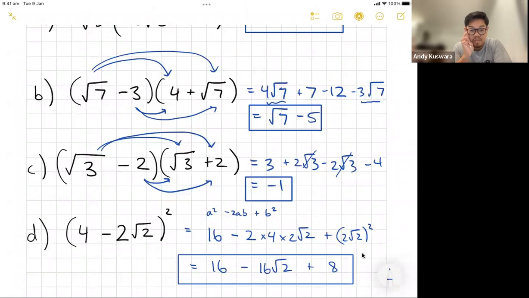Okay, if you want, write it as 4 minus 2 root 2 times 4 minus 2 root 2, and then expand the whole thing out. But if not, that is it.